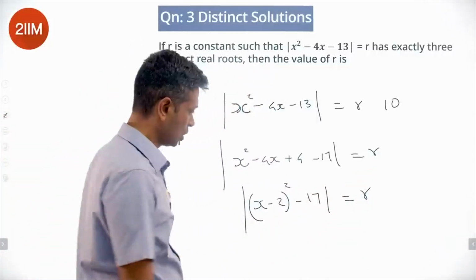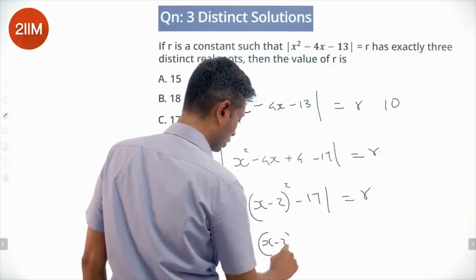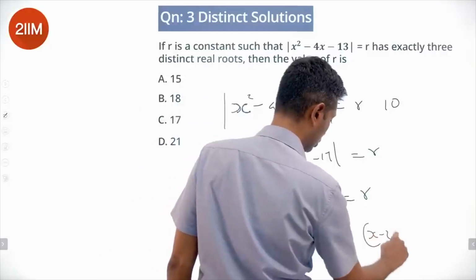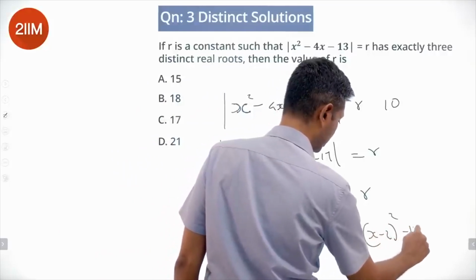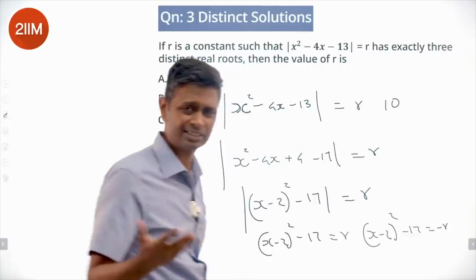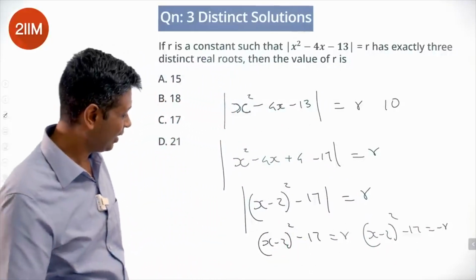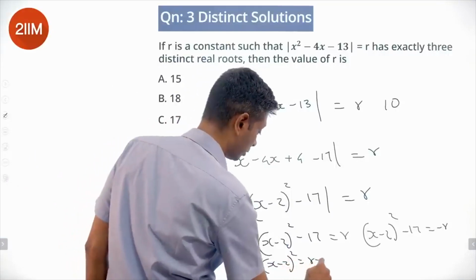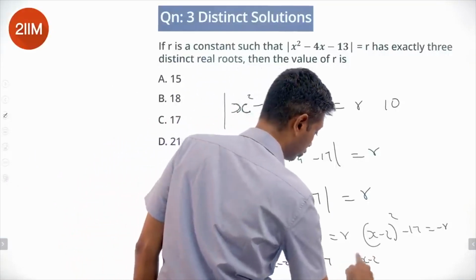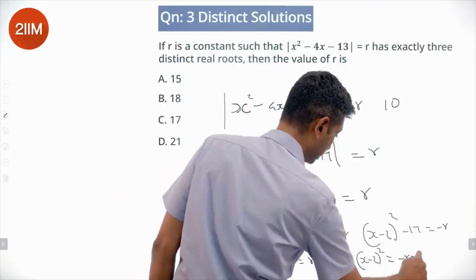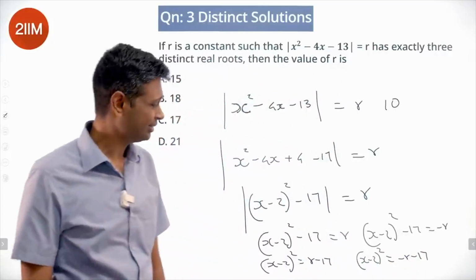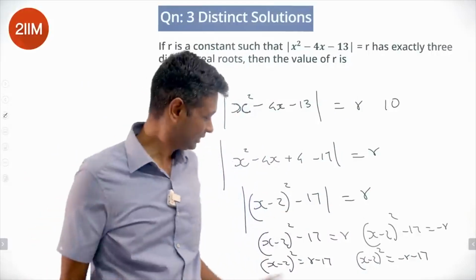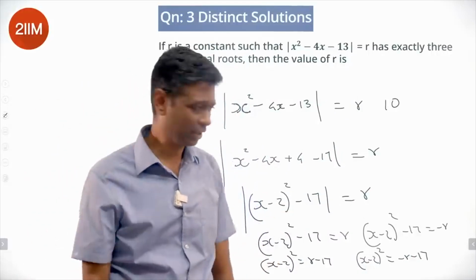x minus 2 whole square minus 17 equals R, or x minus 2 whole square minus 17 equals minus R. This is what you're solving for effectively. Or x minus 2 whole square equals R plus 17, or x minus 2 whole square equals minus R plus 17. This could give us 2 roots. One of these two gives us only 1 root, x is only 2. That's effectively what we're trying to solve for.